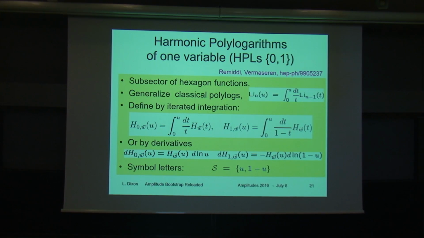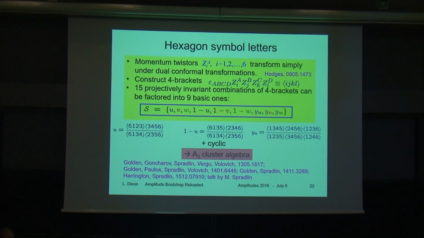by saying that dH of 0w, the 0 tells you you're integrating dt over t, on a weight vector made out of zeros and ones. That allows you to append the 0. The integral dt over 1 minus t, you append a 1. Or differentially, things are always d log of u or d log of 1 minus u. So clearly the symbol alphabet for this case is just u and 1 minus u.